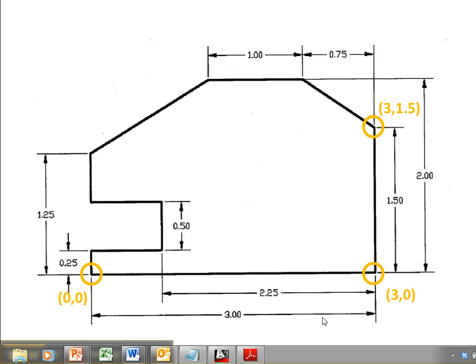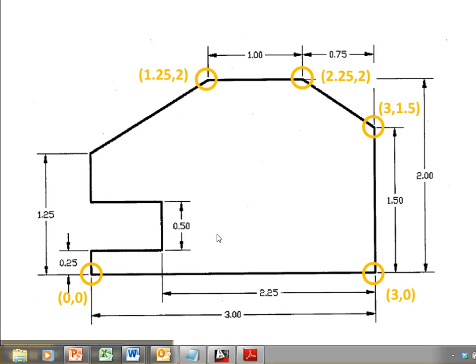So I've laid in our second coordinate pair going a total of 3 in the x-axis and 0 in the y-axis. Our third pair from 0, 0, we'll move 3 in the x-axis and 1.5 in the y.